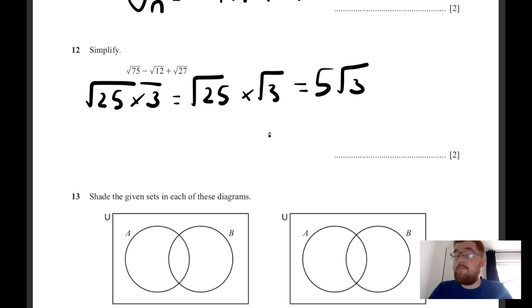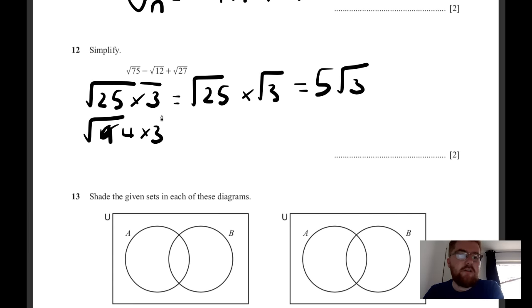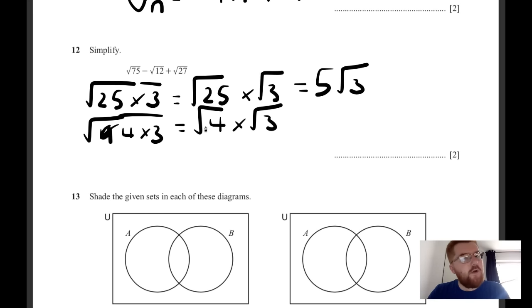Now we're going to approach the next surds in exactly the same way. The square root of 12 is the same as the square root of 4 times 3. Same process. If this is to work, they should have a surd they share, which they certainly do. We split this into the square root of 4 times the square root of 3, and we all know that the square root of 4 is 2. So this becomes 2 root 3.